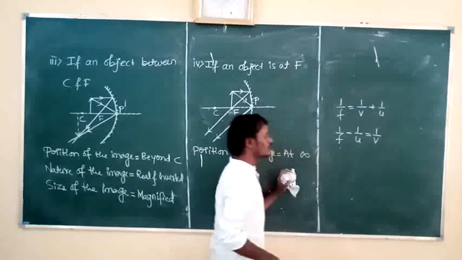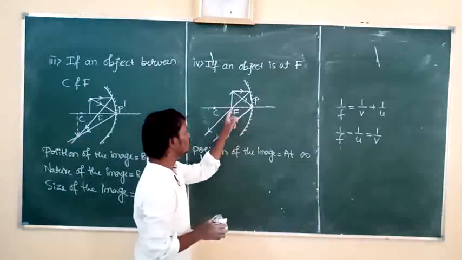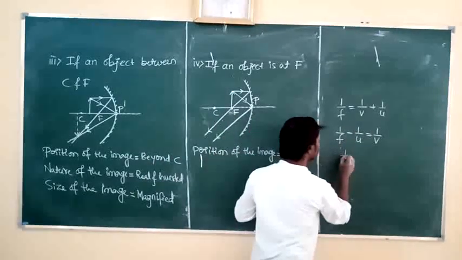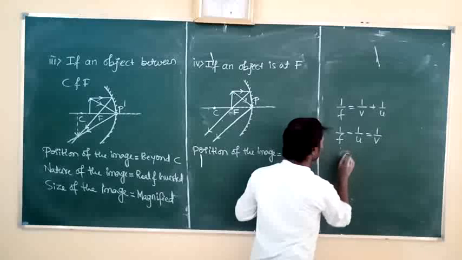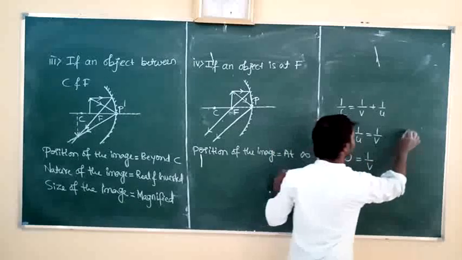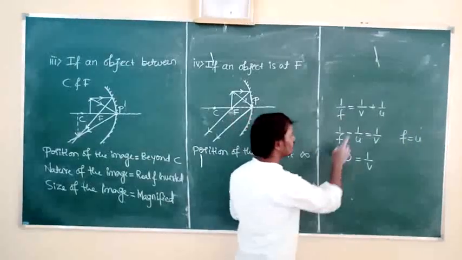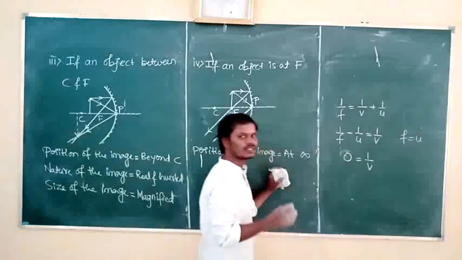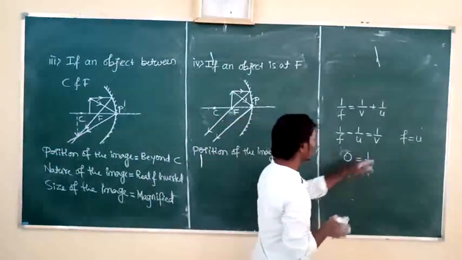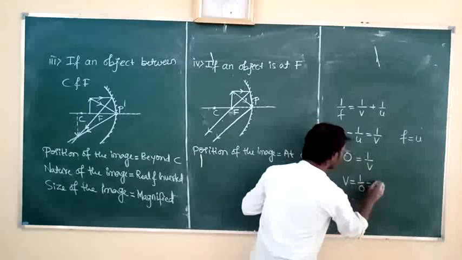But here, object distance and focal length are equal, because the distance of the object from the pole and the focal length both are equal. Then these two get cancelled. It is 0. It is 1 by v, because f is equal to u. Again we are going to use sign conventions. So 0 is equal to 1 by v. Then v is equal to 1 by 0. 1 by 0 means here infinity.